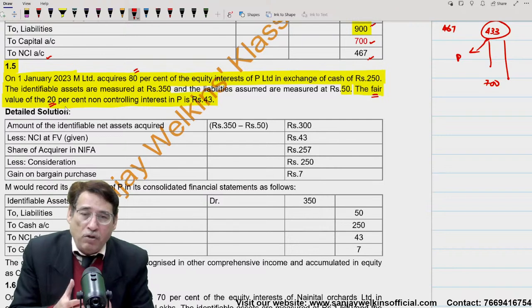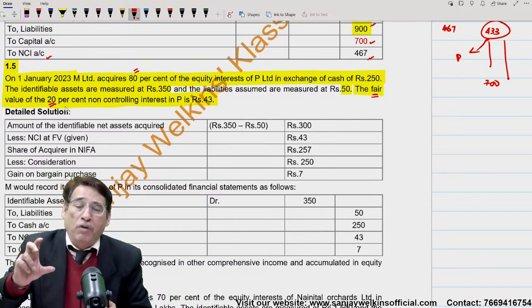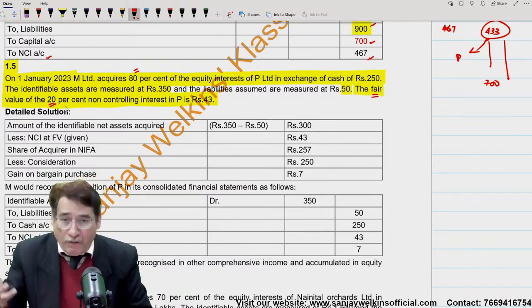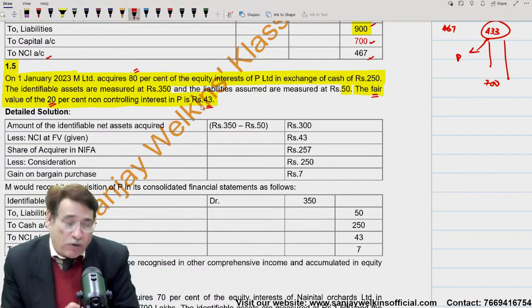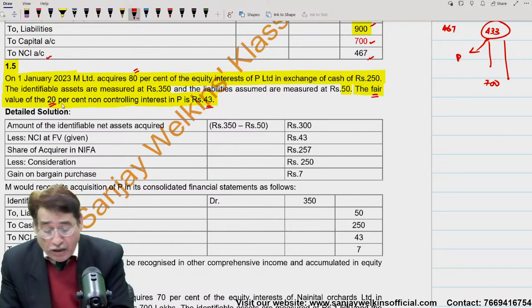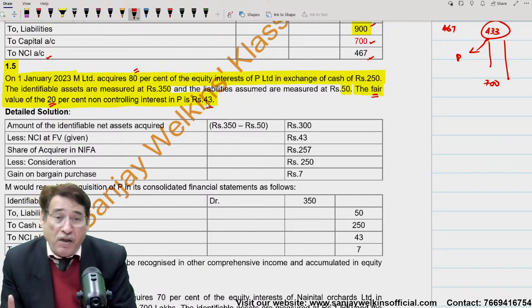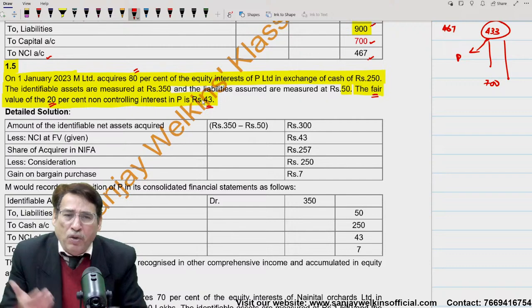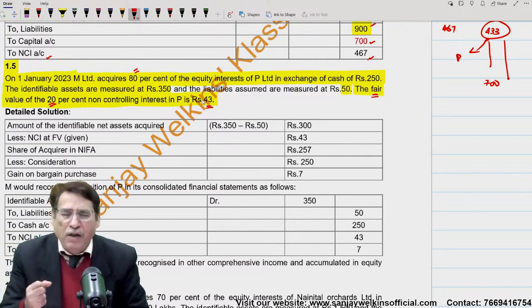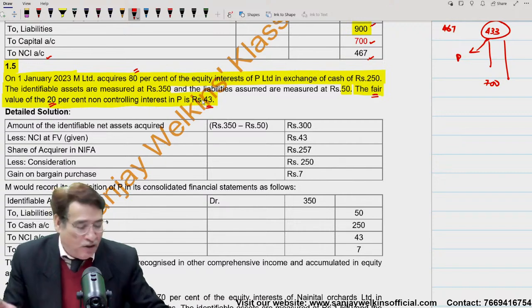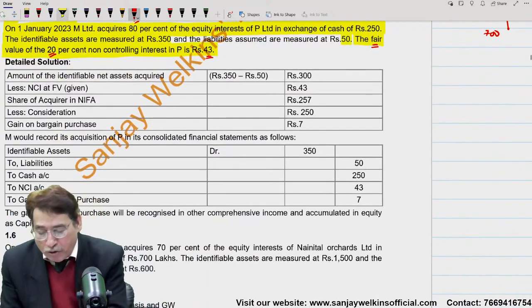What the student actually presumes is that they have to find the NCI at fair value. Without going further, actually the value is already given to you. It is given that the fair value of 20% non-controlling interest is 43. So you need not do anything in this particular case because the fair value of NCI is already available. There is no point in unnecessarily computing the fair value of NCI in this case. So you can easily manage this question on your own.